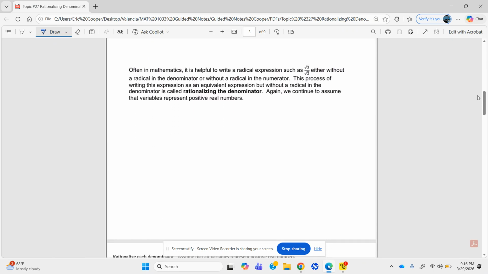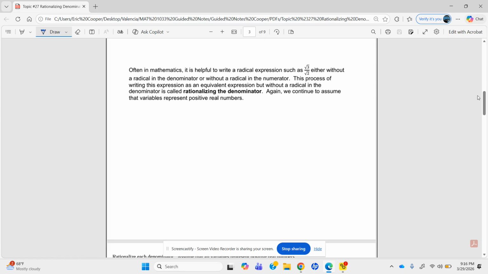Often in mathematics, it's helpful to write a radical expression such as square root of 3 over square root of 2 either without a radical in the denominator or without a radical in the numerator. This process of writing this expression as an equivalent expression but without a radical in the denominator is called rationalizing the denominator. Again, we continue to assume that variables represent positive real numbers.